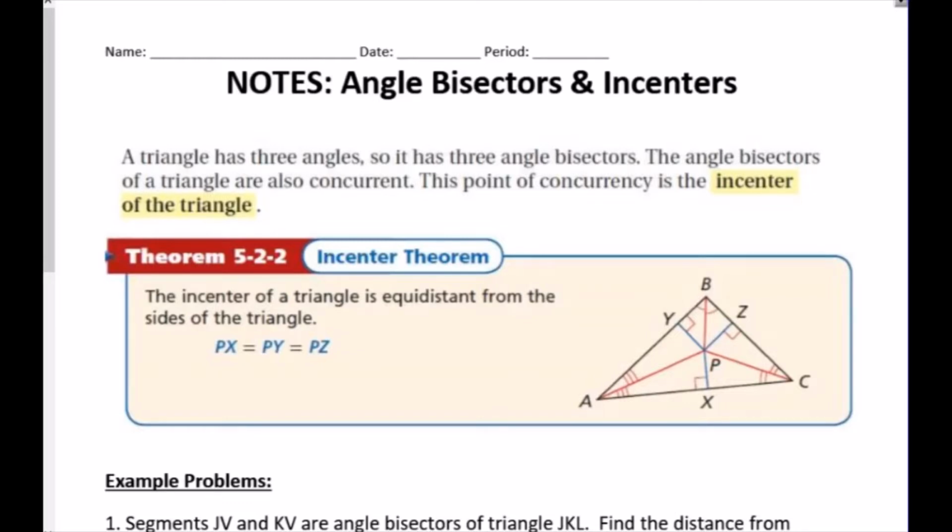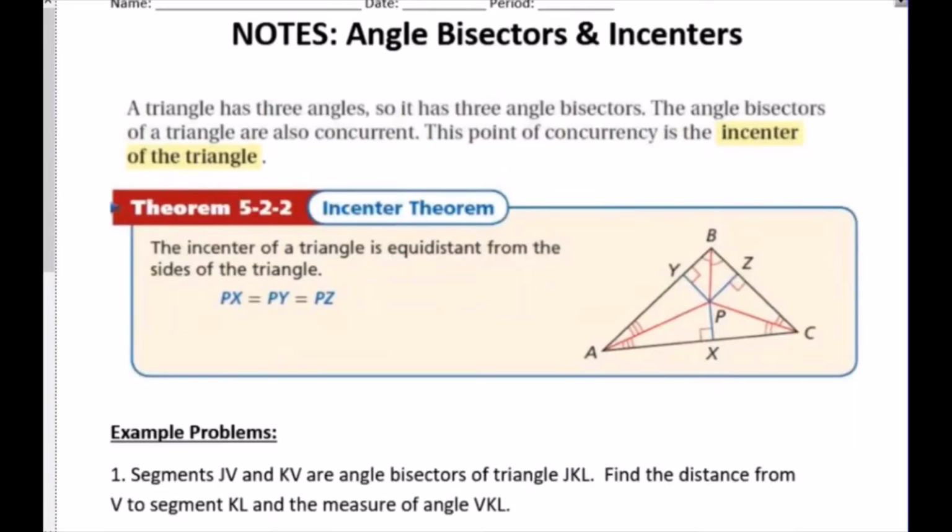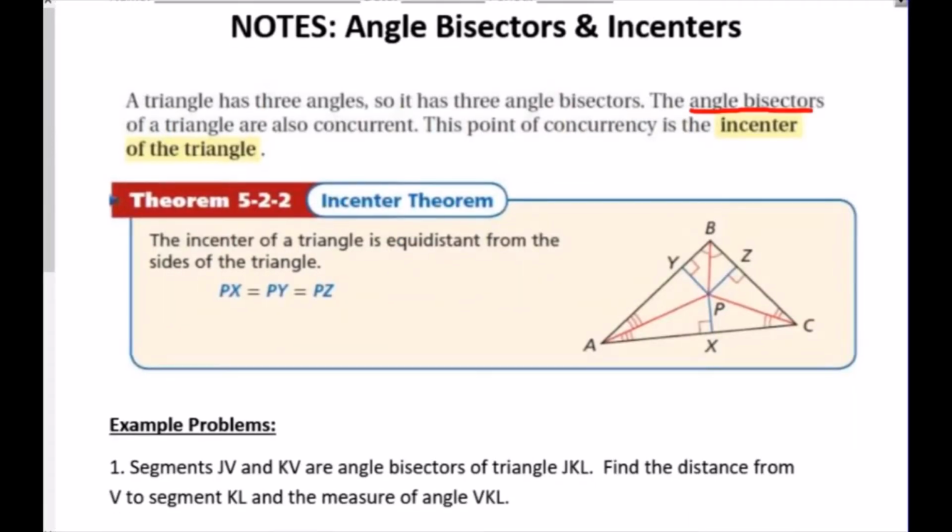Arc, those match. Two arcs, those match. Three arcs, those match, right? So that's for sure an incenter, because I got three angle bisectors that cross at a point of concurrency that's called the incenter, point P. Okay? So again, angle bisectors make an incenter.